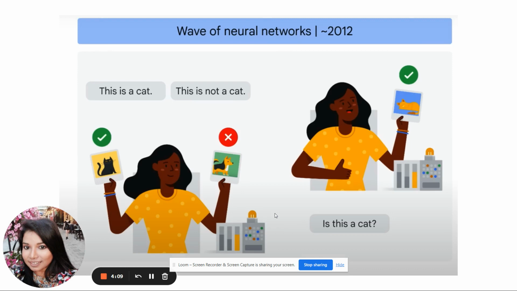Till 2012, we had a wave of neural networks, and we are still using those applications, because those are applications where you were asking the model whether this is a cat, whether today is sunny, whether today is rainy. And how it was working is that we are training the model with the data and its label, and then it was able to tell us whether this is a cat or a dog.